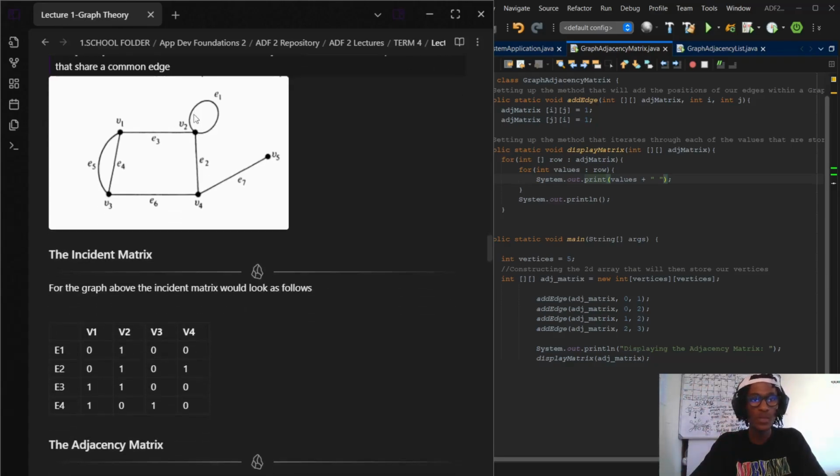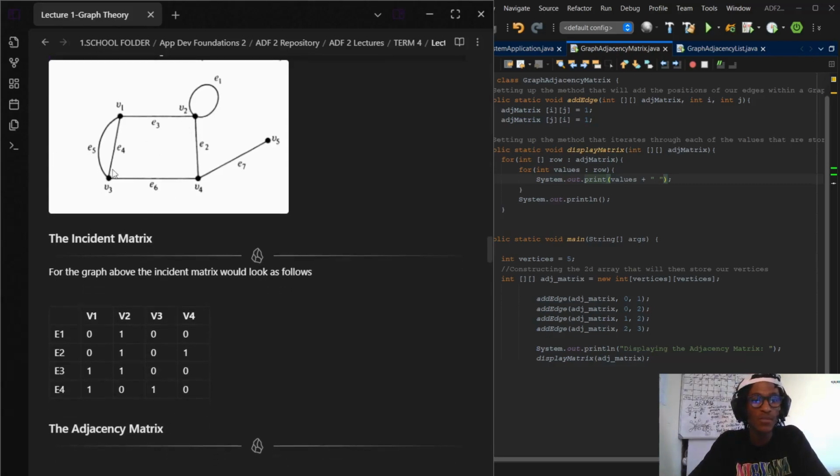So I just used this as our example graph this whole time. For the graph above, we can denote the incidence matrix as follows. Let me just plug that in. Bro, my spelling is horrible. Anyway, so I did that, and for the graph above, the incidence matrix would look as follows.